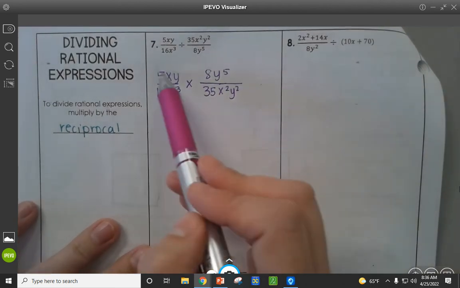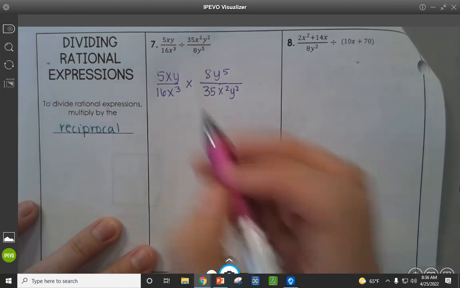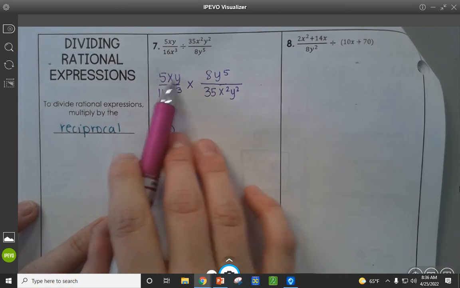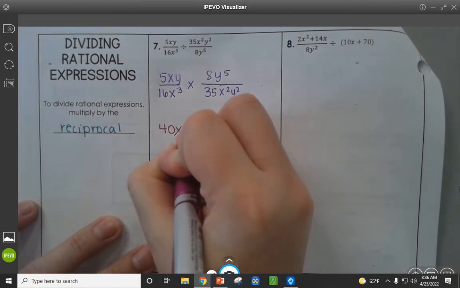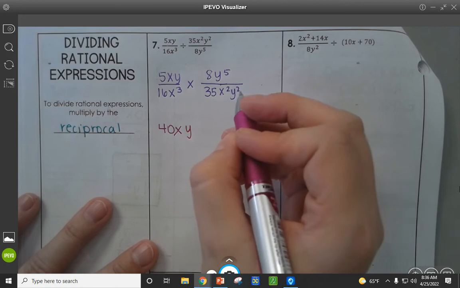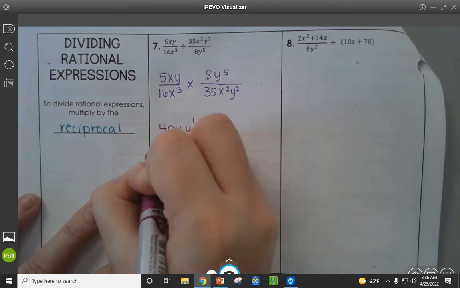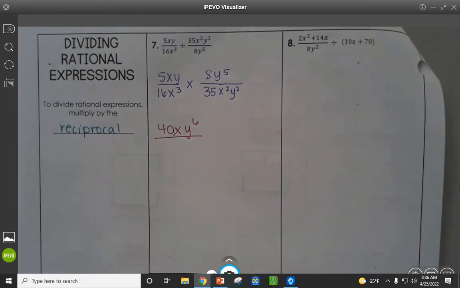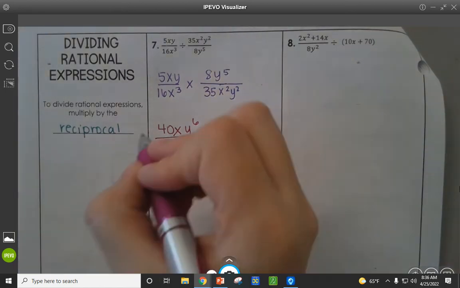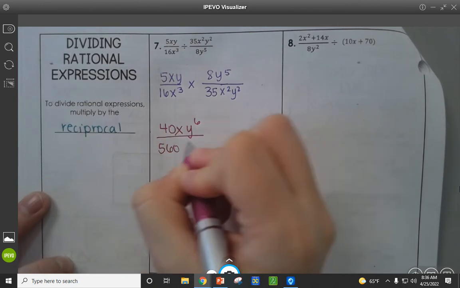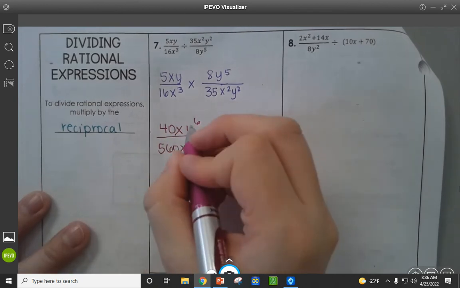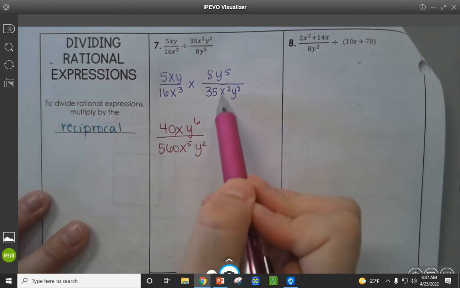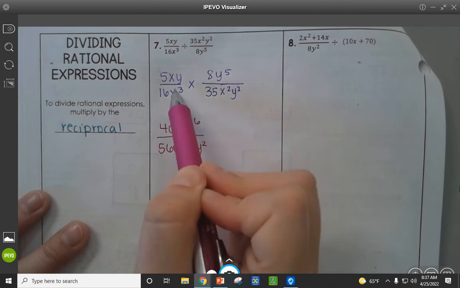So when we multiply straight across, we do 5 times 8, which is 40. There's nothing to multiply the x by, but we have y to what power? 6. And then what is 16 times 35? 560. X to the 5th, y to the 2nd. Good, because this one y squared, there wasn't anything to multiply it by over here.